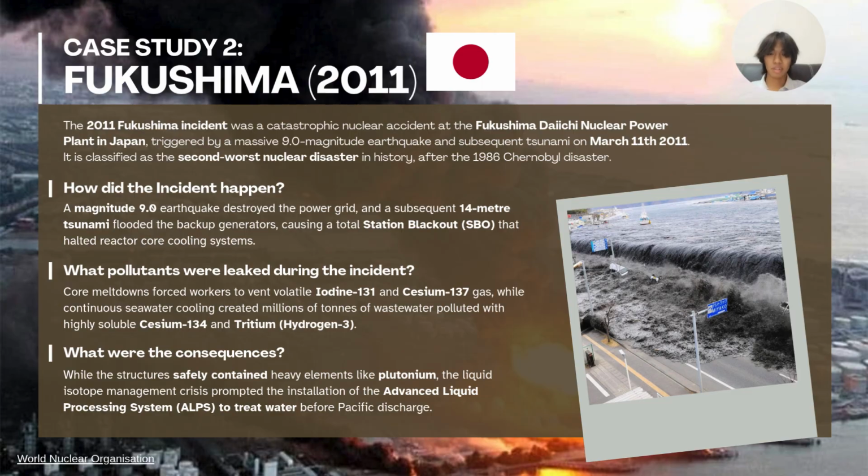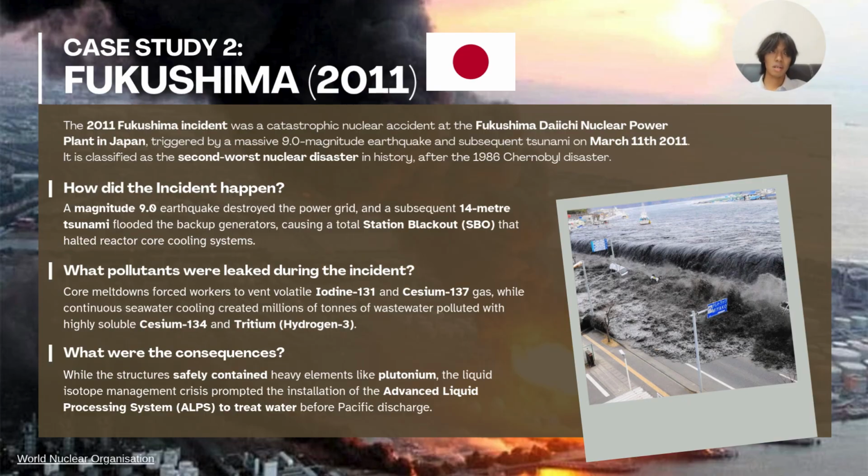The magnitude 9.0 earthquake destroyed the city's power grid, and afterwards a 14-meter tsunami followed and flooded the backup generators that were powering the cooling system of the power plant. So when the generators of the power plant were completely flooded, the station blacked out, and it caused the reactor core cooling system to fail, and the reactor core rapidly increased in temperature until it eventually broke apart.